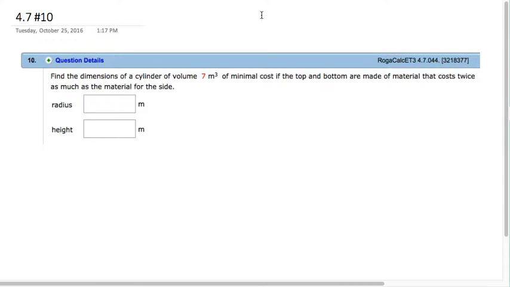Okay, find the dimensions of a cylinder of volume 7 meters cubed of minimal cost if the top and bottom are made of material that costs twice as much as the material for the side. This is the kind of problem they do in business calculus. If you're wondering the difference, they do more stuff like this.